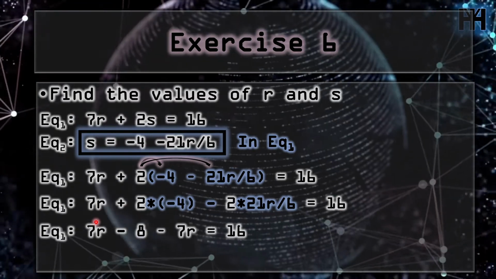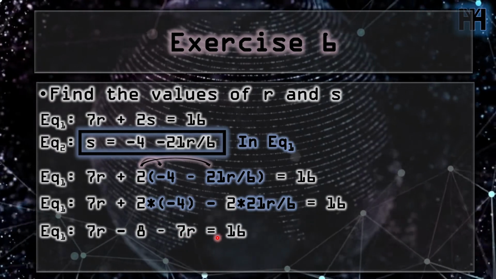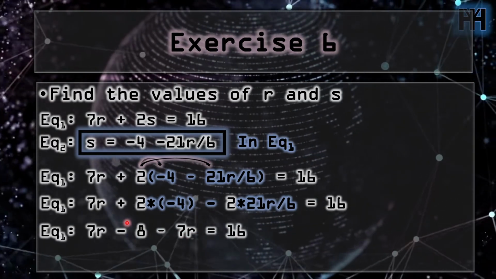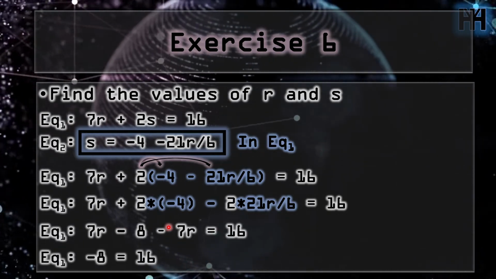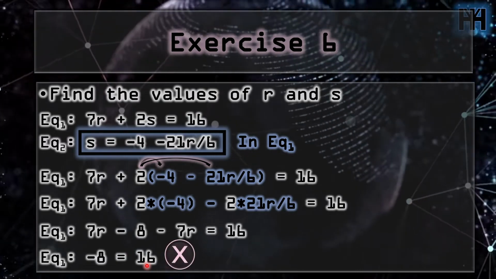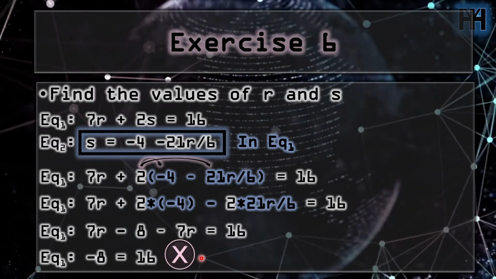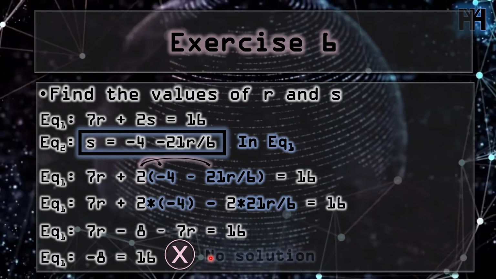Okay, so we'll multiply them. We have 7r minus 8 minus 7r equals 16. So we have positive 7r and negative 7r, so they will cancel out each other. So we have negative 8 equals 16. Remember? So this means one thing. If they are lines, they are parallel, and there is no solution to these equations.